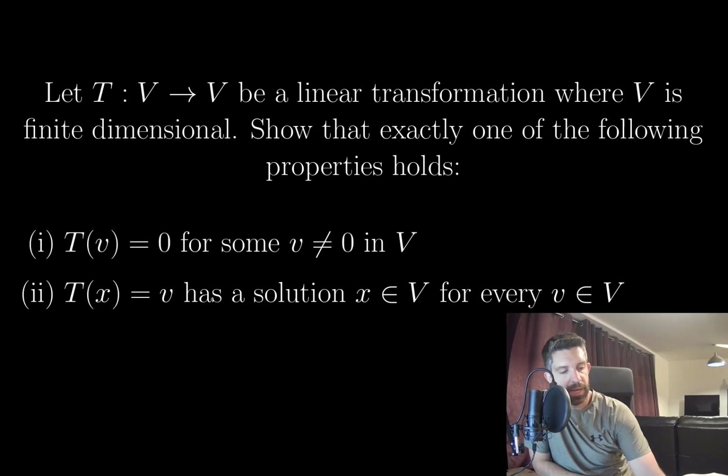Let T map V to V be a linear transformation where V is finite dimensional. Show that exactly one of the following properties holds. First property is that T of v is equal to 0 for some v not equal to 0. And the second property is that T of x equals v has a solution x for every vector v.